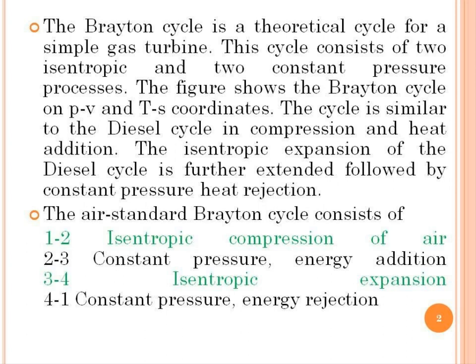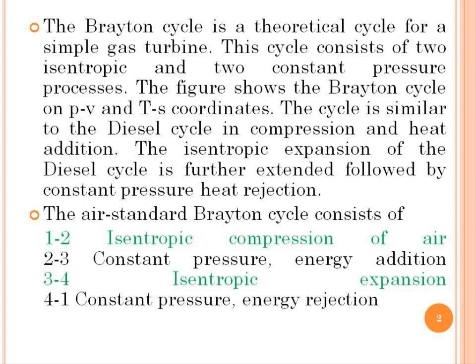So in this video we will discuss only the open cycle gas turbine power plant, where you will observe two constant pressure processes, that is two isobaric processes, as well as two isentropic processes, that is two reversible adiabatic processes. So the simple open cycle gas turbine power plant consists of two isobaric processes and two isentropic processes.